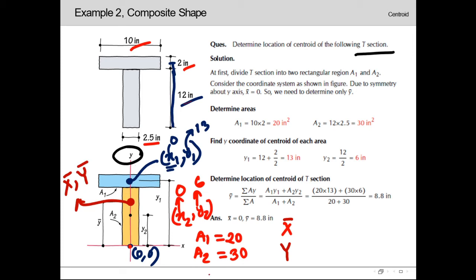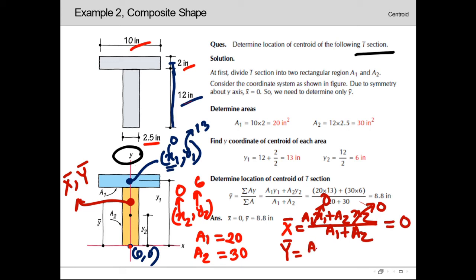So x bar and y bar. Applying the formula of x bar, which is a1 x1 plus a2 x2 divided by a1 plus a2. As the value of x2 is 0 and the value of x1 is 0, the overall value will be 0. The value of x bar will be 0.